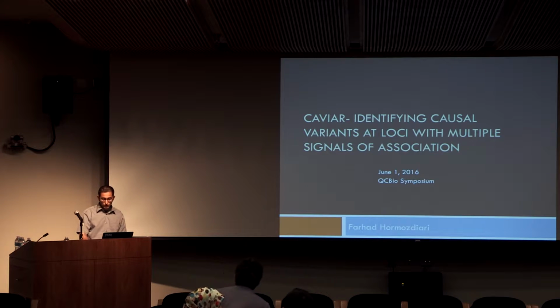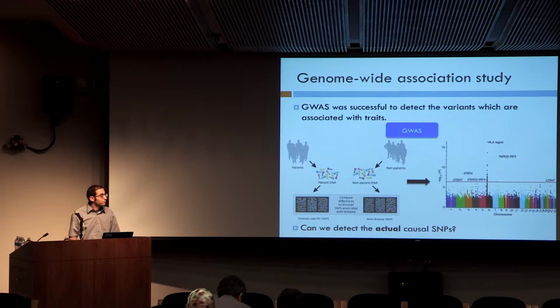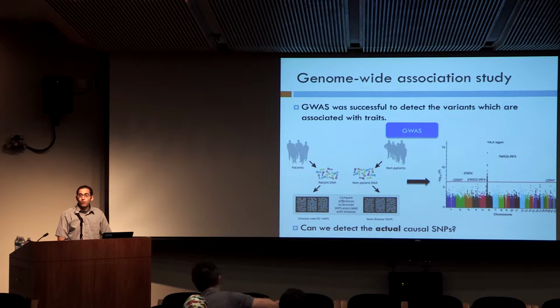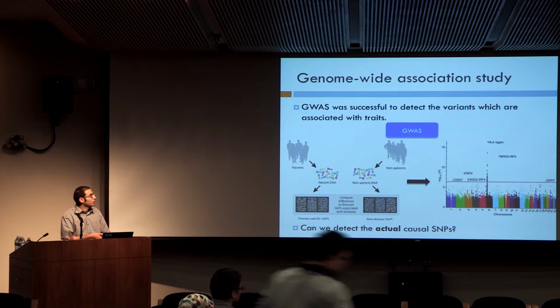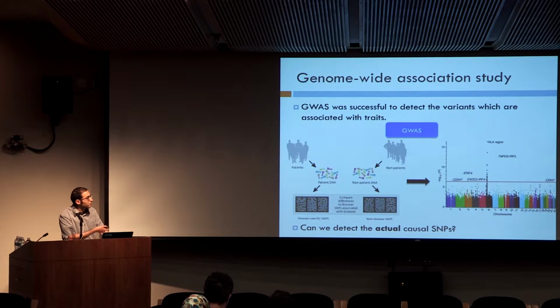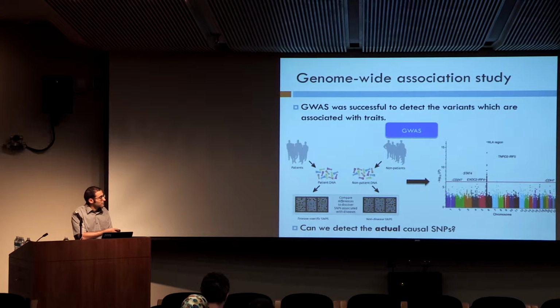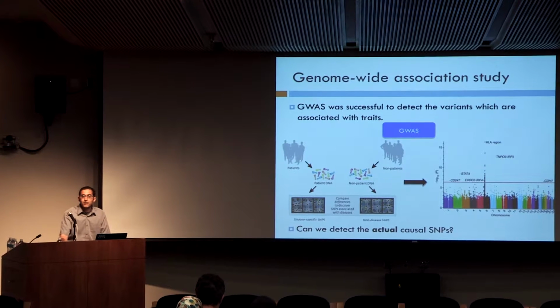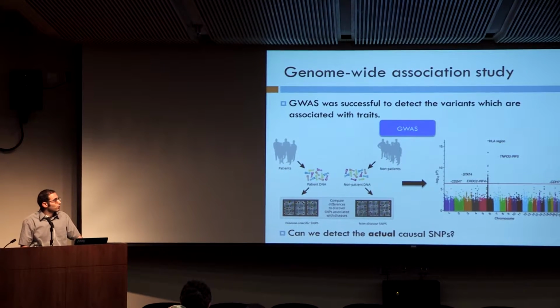So today I'm going to talk about our tool called CAVIAR, which tries to identify the causal variants in associated regions. Let me give a brief introduction. A genome-wide association study, as we all know, is a process where you collect individuals who have the disease, called cases, and individuals who don't, called controls, and then you genotype these individuals and collect their genetic information. If you perform statistical tests in this process, the output is a Manhattan plot, where the x-axis is the variant location and the y-axis is the significance score for each variant.